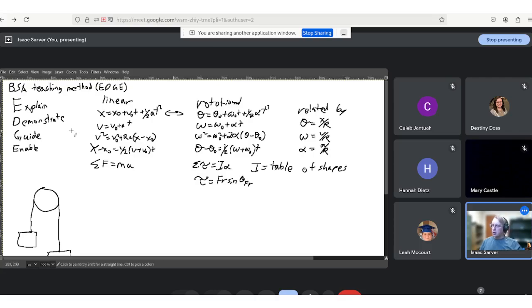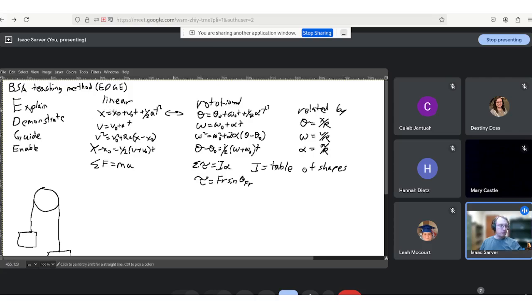Alright. So, floating back up here to the top. The BSA teaching method is that we explain what we're doing, demonstrate what we're doing, guide you through doing the thing, and then enable you to do whatever it is we're doing. I'm pretty good at the first two, explaining what we're doing and demonstrating it with a problem.